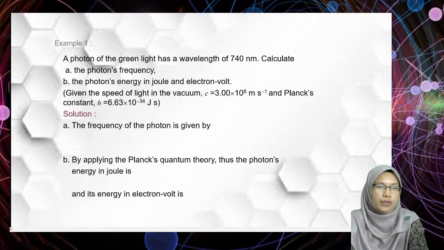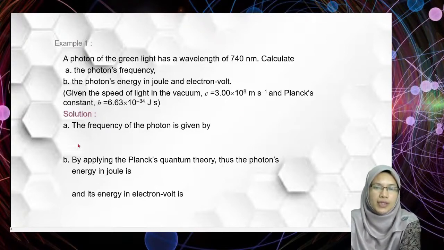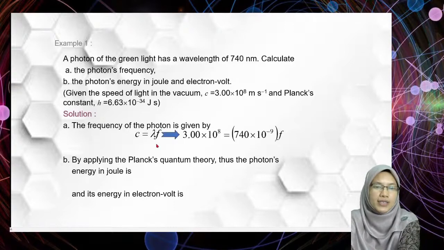First of all, you need to list down the information. We have a wavelength of 740 nanometers. For question A, the frequency of the photon is given by c equals lambda f. c stands for speed of light, lambda is the wavelength, and f is the frequency. You just substitute the values of speed of light and wavelength, then rearrange this equation to get the frequency. The answer is 4.05 times 10 to the power of 14 Hz.